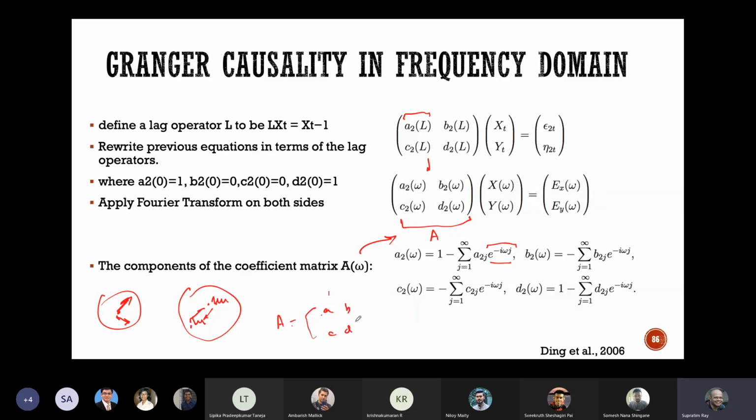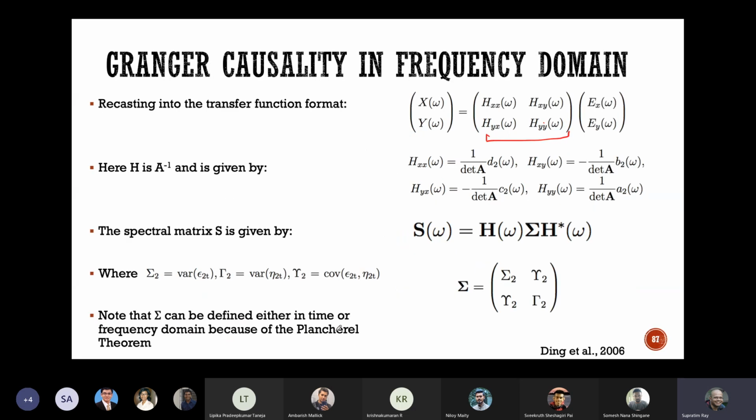A is A, B, C, D. So the determinant is AD minus BC, and then the inverse is going to be similar. It's I think D minus B minus C A. It's easy to work this out. You can work this out, and the H coefficients are just going to look like this. Okay, so now I have written X and Y in terms of the matrix H and the error terms E.